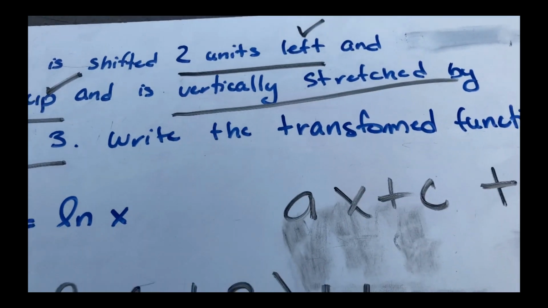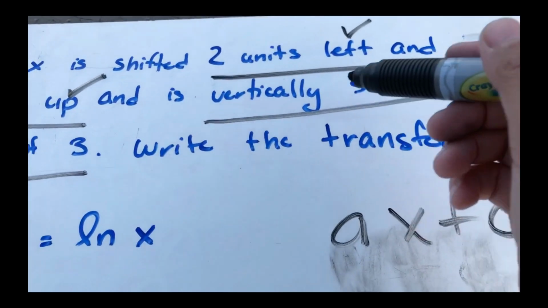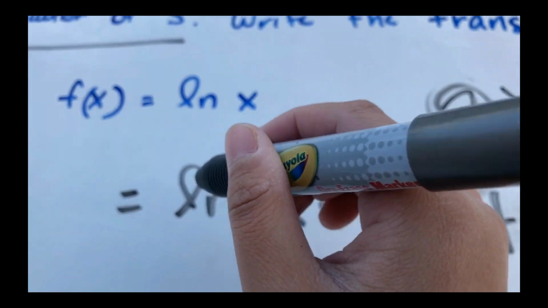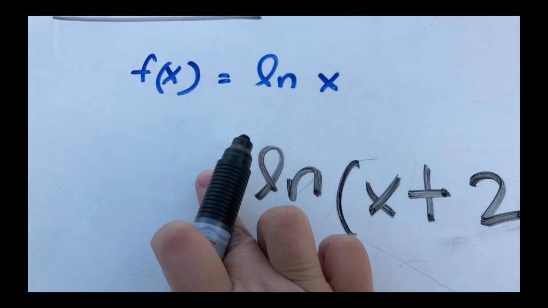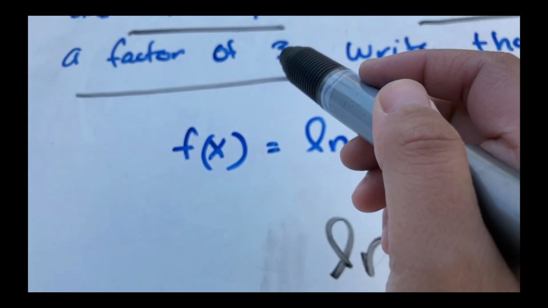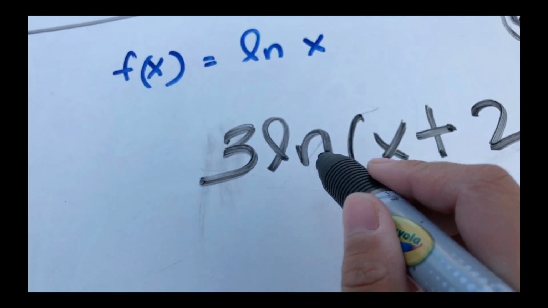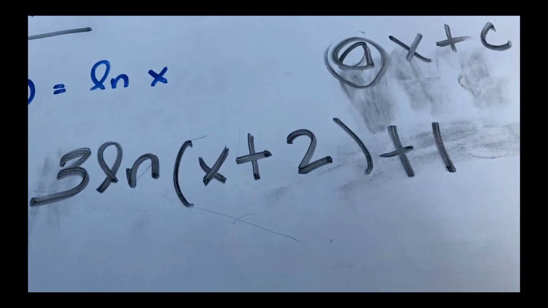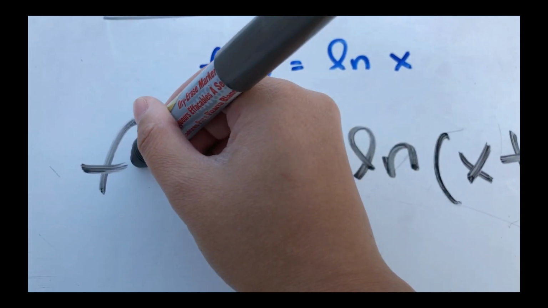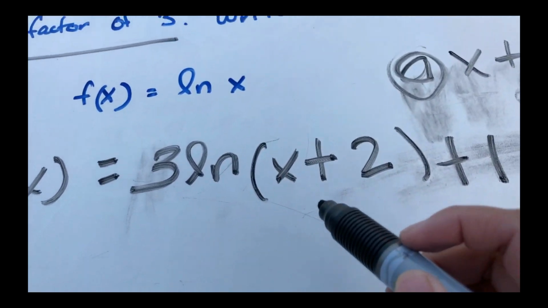And now the last thing we have to do is vertically stretch by a factor of 3. I know that a vertical stretch will affect the a value, which is in front of the ln, the natural logarithm. Since it's by a factor of 3, it will just be 3 right here in front of the ln of x plus 2, plus 1. So that is your solution for this problem: f of x equals 3 ln of x plus 2, plus 1.